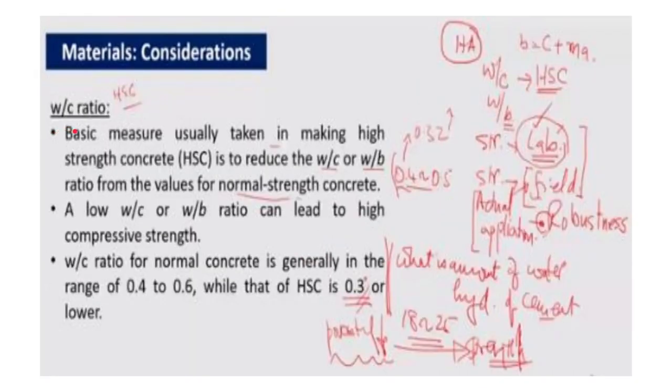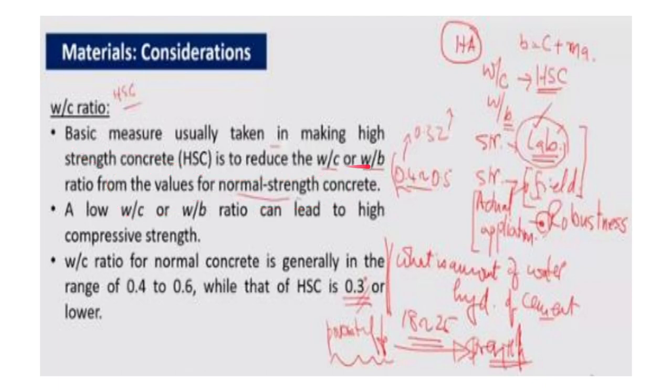Okay, so water cement ratio, if we go into it, as we might have discussed, the basic measure usually taken in making high strength concrete is to reduce the water cement or water binder ratio. So water content is low. So to balance that, they mainly use the admixtures, which can be either chemical or mineral.